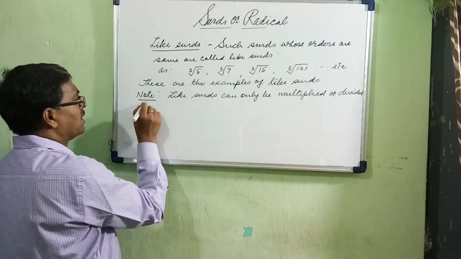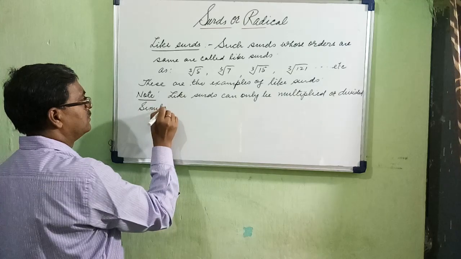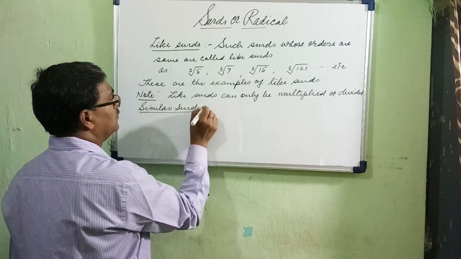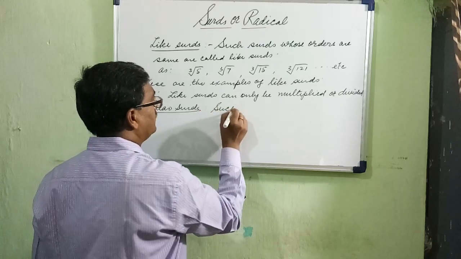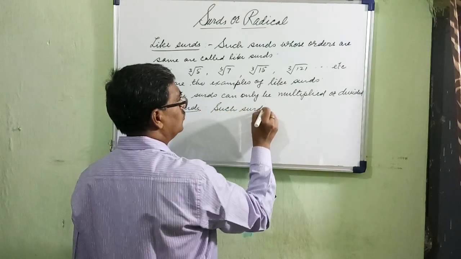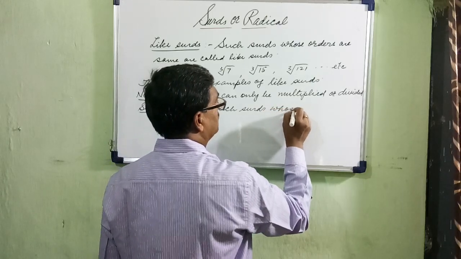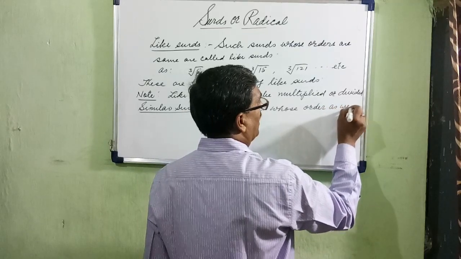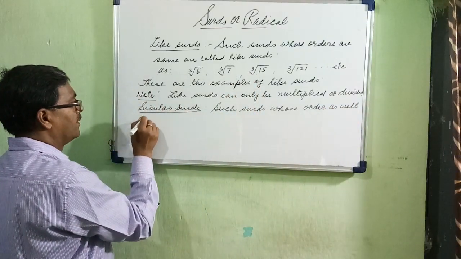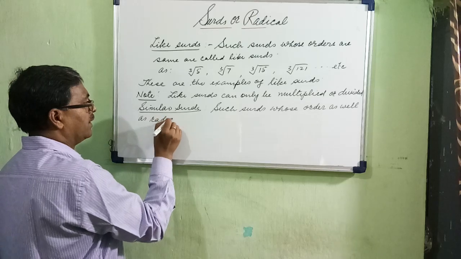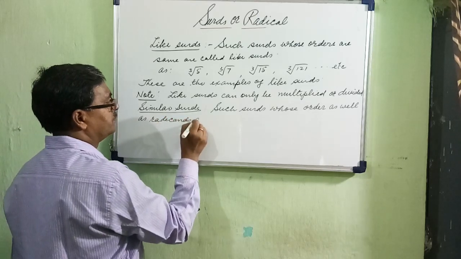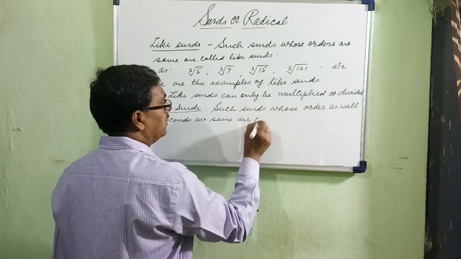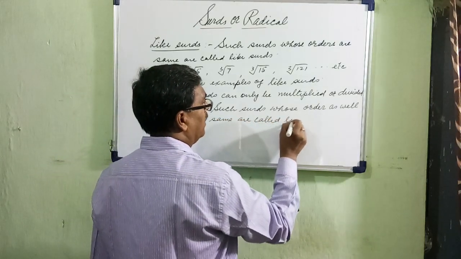Now, what is called a similar surd? Such surds whose order as well as radicands are same are called similar surds.